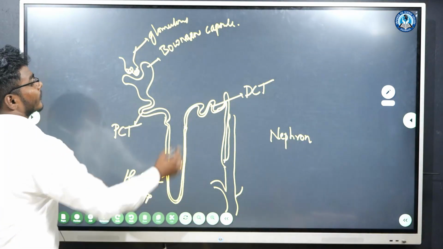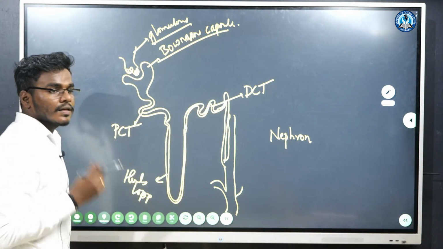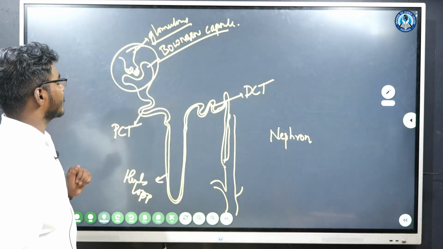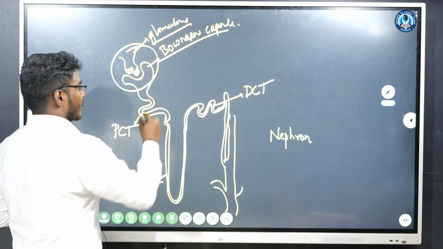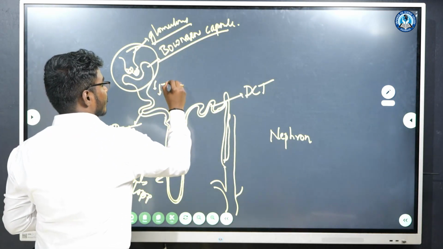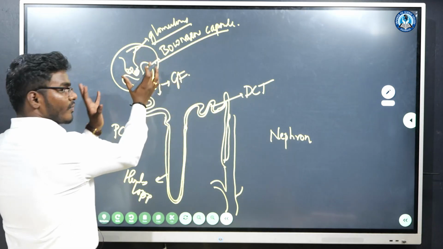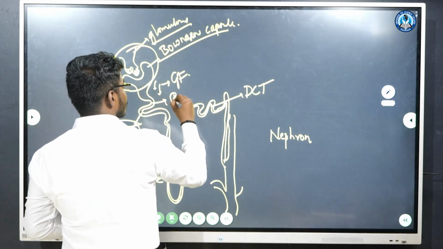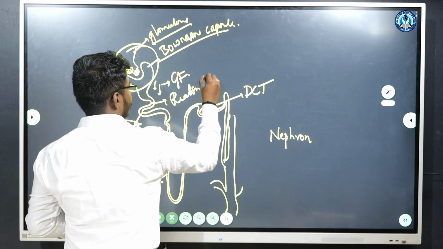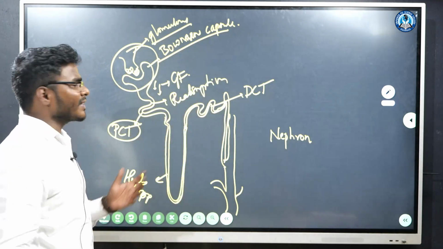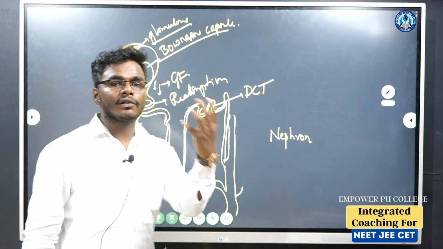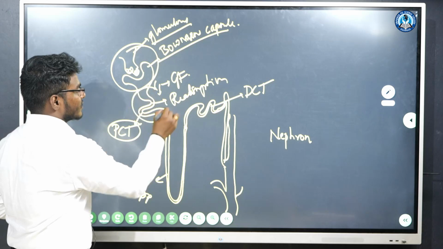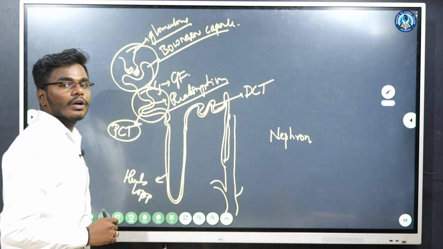Yes, here. Bowman's capsule and glomerulus. The process of filtration occurs here. The blood gets filtered in this area. So slowly the GF, that is the glomerular filtrate, is passed from the Bowman's capsule to this PCT, where reabsorption occurs. Sometimes there may be chances that a large amount of water is lost. So when there is excess water here, this region starts to reabsorb the water.